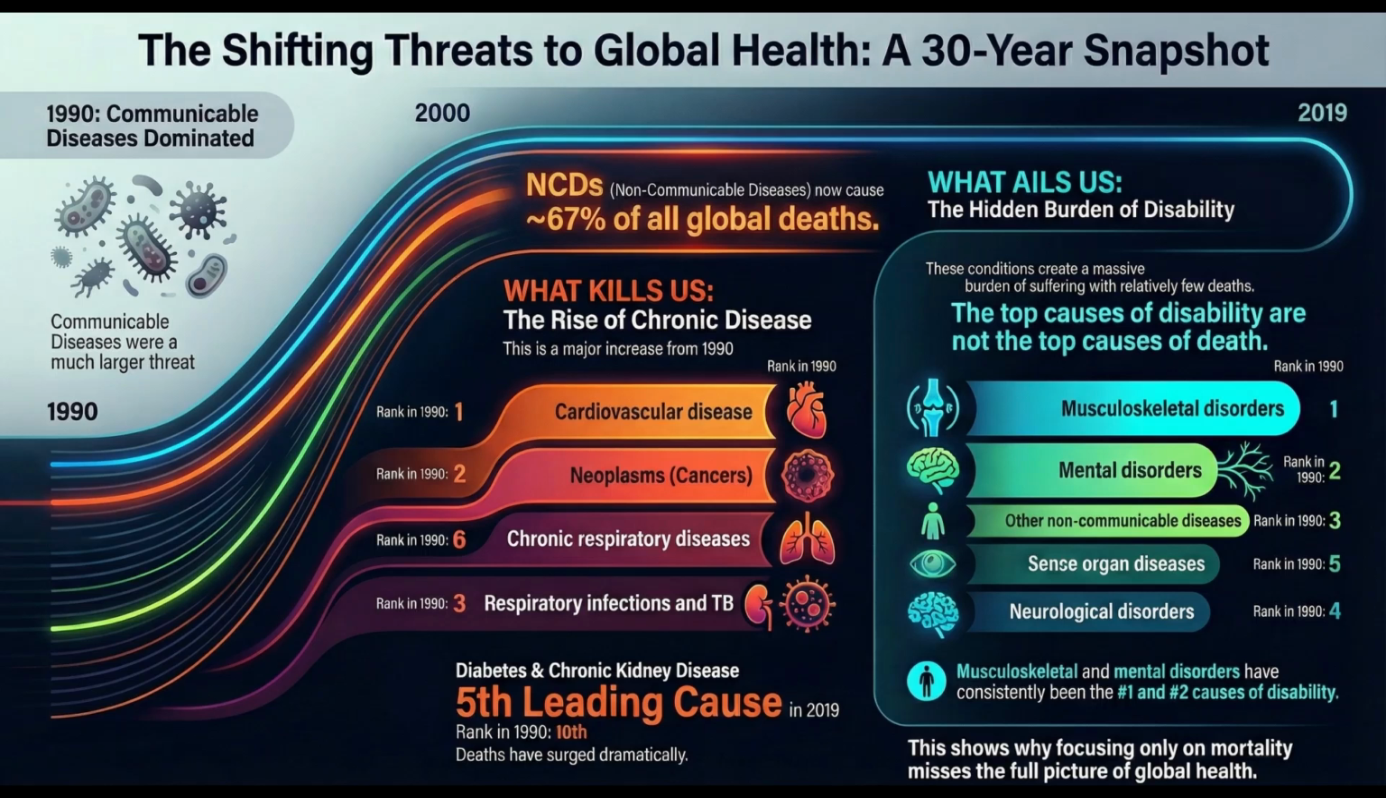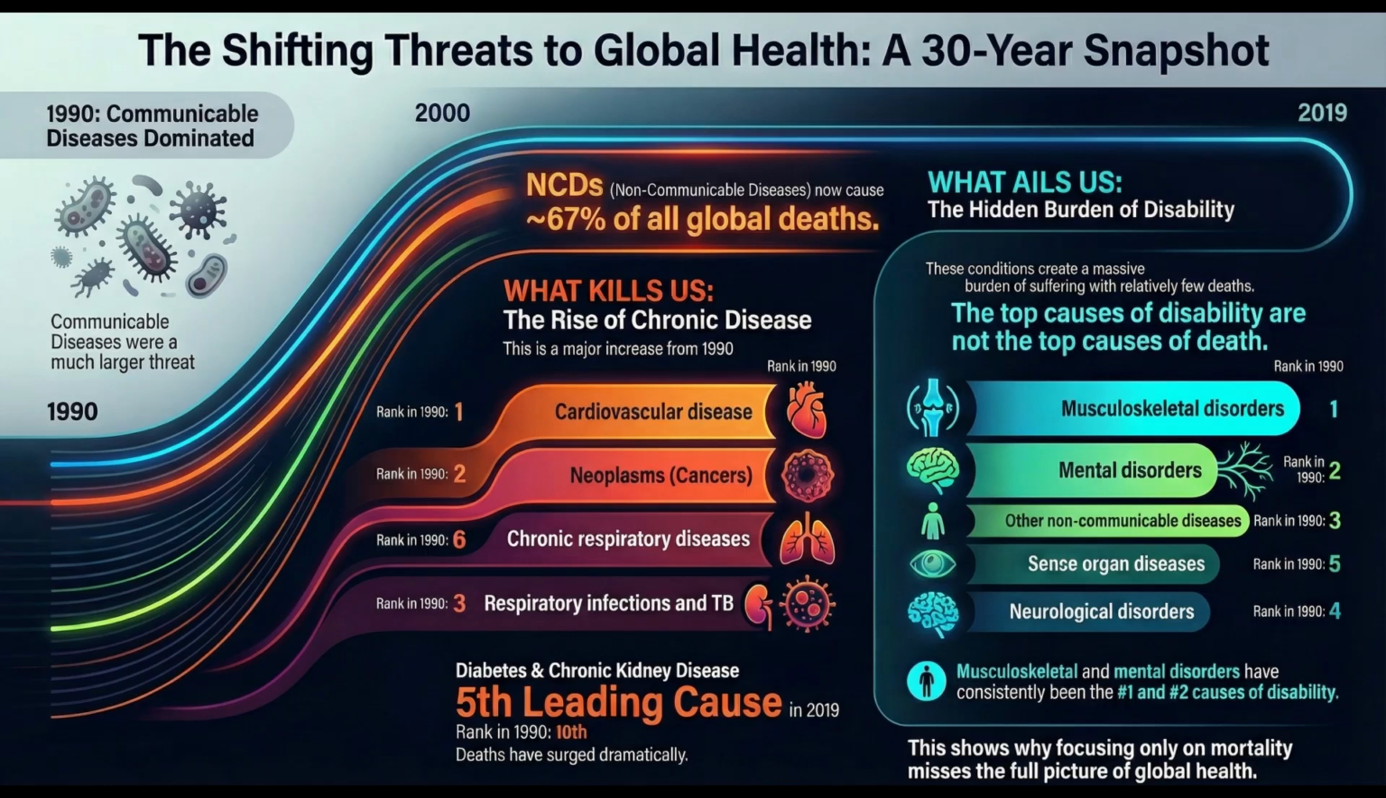And for a few specific conditions, HIV, AIDS, diabetes, chronic kidney disease, the age-standardized death rates are still rising, defying that general trend. This demographic reality really defines modern global health, this great transition from infectious killers to these chronic long-term conditions. Yes, the rise of non-communicable diseases, or NCDs.